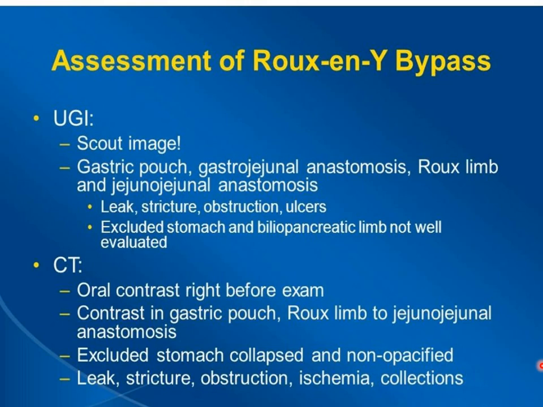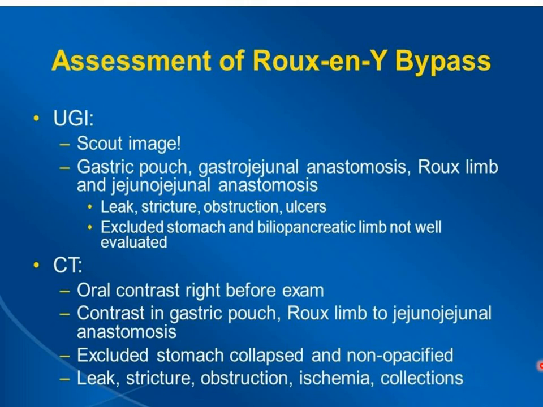We look for any leak, stricture, obstruction, or ulcer, and we exclude the stomach and evaluate the biliopancreatic limb. Excluding the stomach is very important to focus on. I will talk about them later in the next few slides, to see where it is and what is happening if there is any problem.